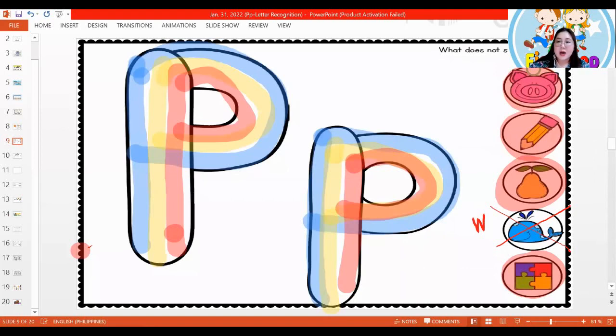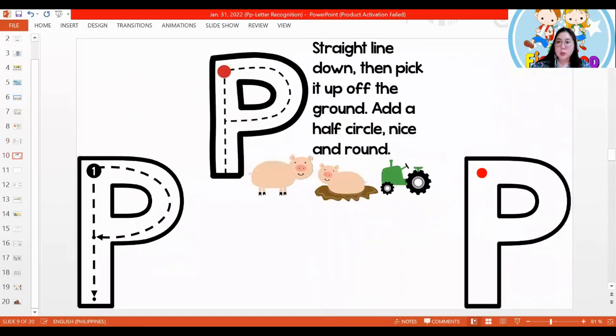Very nice. Now let's get our whiteboards and our whiteboard markers. Let's practice writing capital letter P. Straight line down, then pick up from the ground, add a half circle, nice and round. Are you ready? Okay, let's remember, we use our crab hands. Open, we close, and then you tuck the two fingers in, and we hold our marker like this. Okay? So that your hands will not get tired easily.